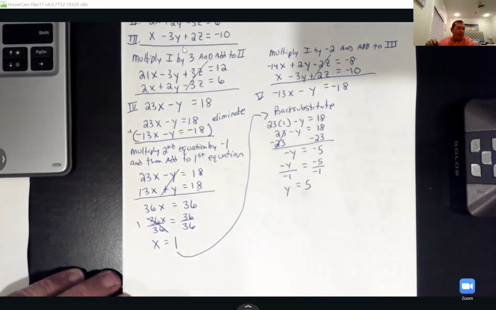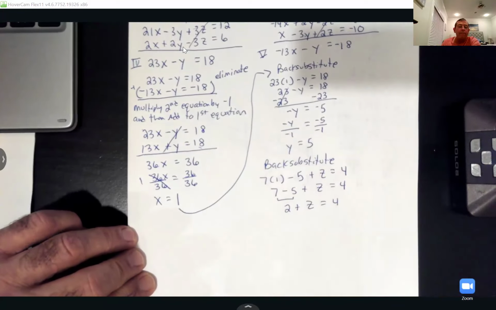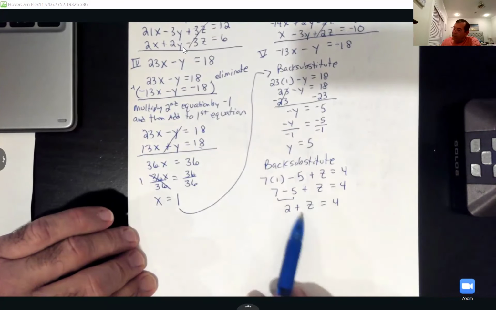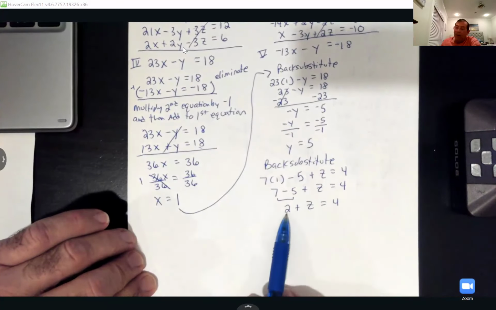All right, so 7 times 1, that gives me 7 minus 5 plus z equals 4. Look here, you've got like terms on this side. So let's see, 7 minus 5, that'll make that a 2 plus z equals 4. So this one, I don't have to do any dividing or anything. All I've got to do is move that 2 over by subtracting 2 from both sides. And y'all look at that. That cancels. I get my z. 4 minus 2 gives me a 2.